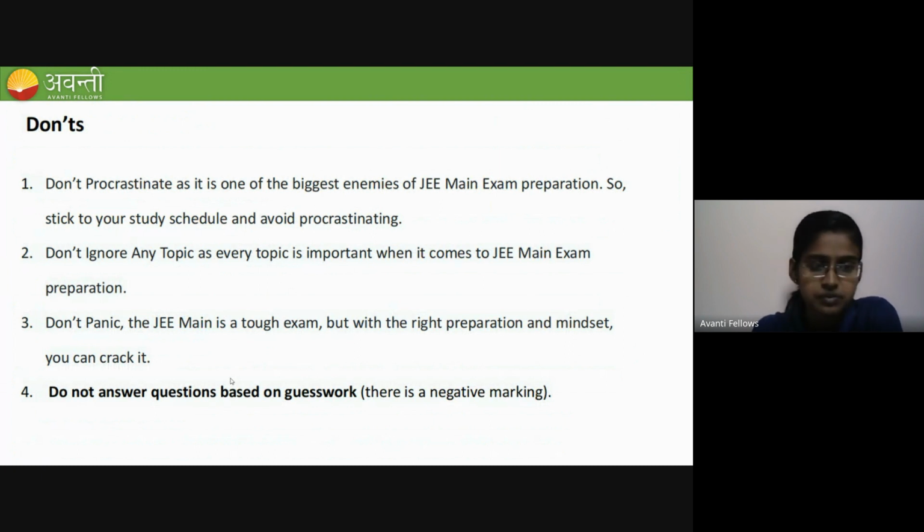Okay. Don't panic. The JEE main is a tough exam, but with the right preparation and mindset, you can crack it. It is a very difficult exam, but have a positive attitude. Your preparation will be right, I guess so. And with the positive mindset, you go and do it, you can crack it.